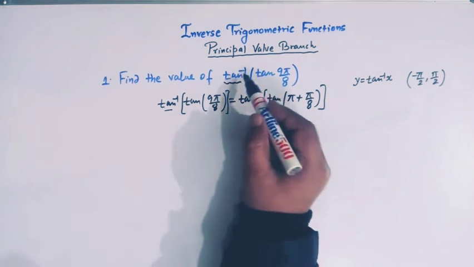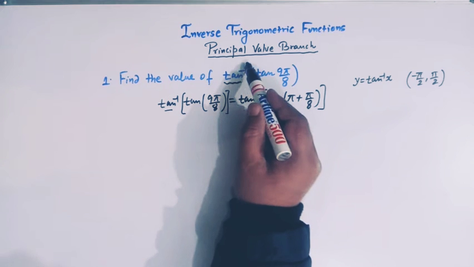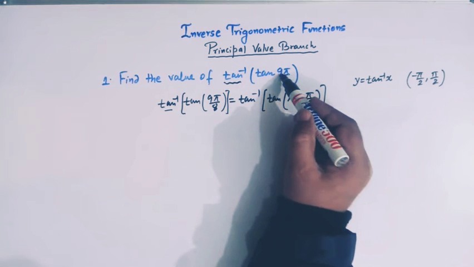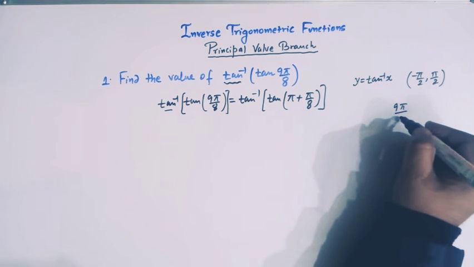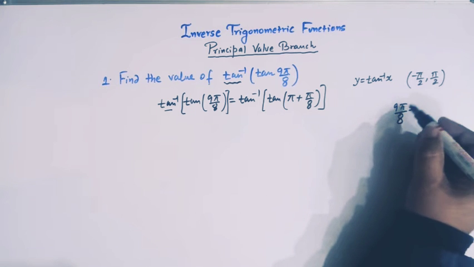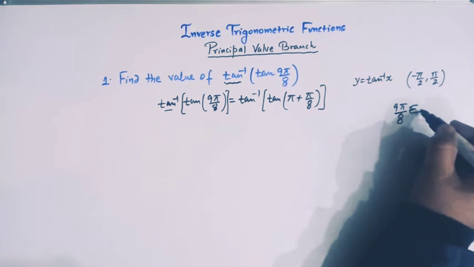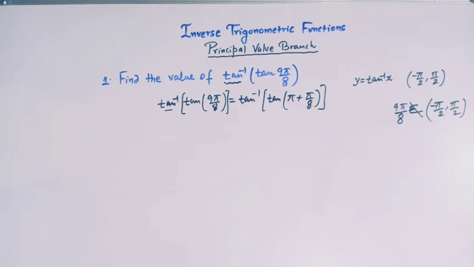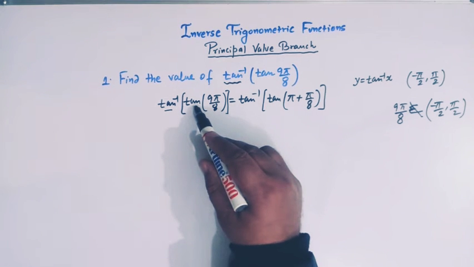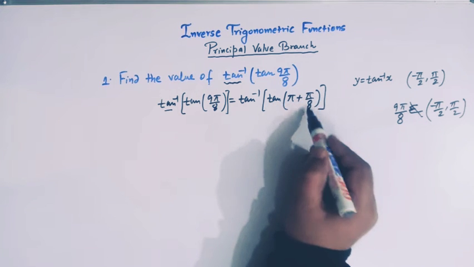Now here we cannot cancel this tan inverse and tan directly, because if we cancel it out, we are left with 9 pi by 8, and this value 9 pi by 8 does not belong to this interval. So now we'll write this tan 9 pi by 8 in this form: tan of pi plus pi by 8.